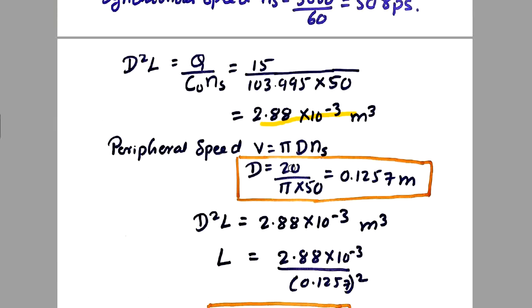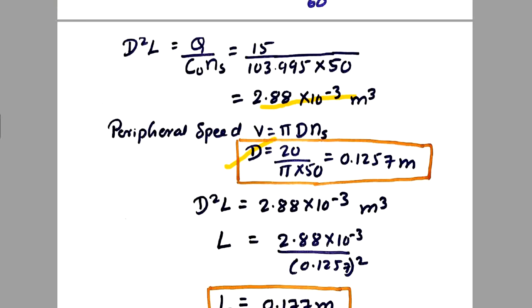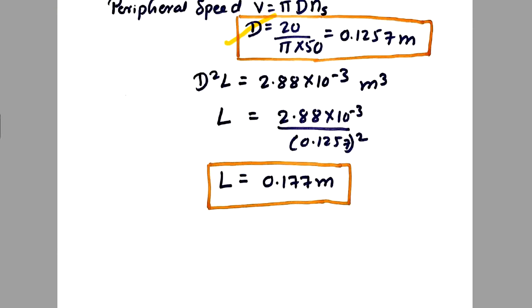Then the peripheral speed v equals pi D N_s, where v is velocity, and it has been given as 20 meter per second. With N_s I know the speed in RPS, pi I know, and v has been given. So from this equation I can find D. Once you know D, then applying this value here, you will get L. This is basic mathematics. So L equals 0.177 meter.